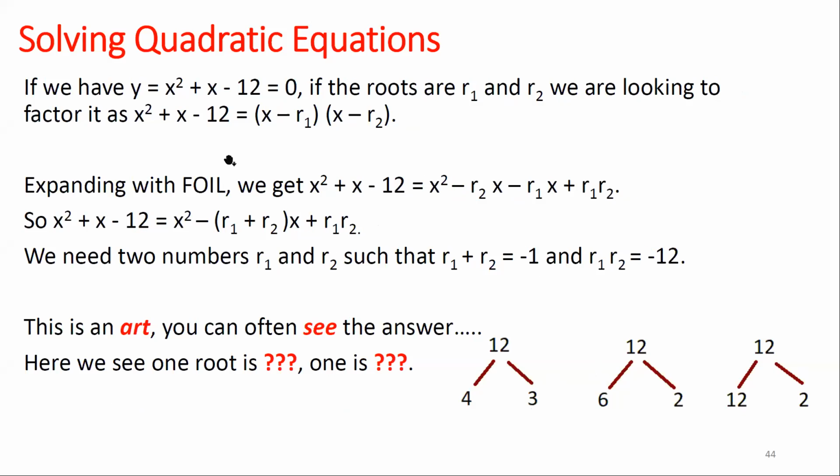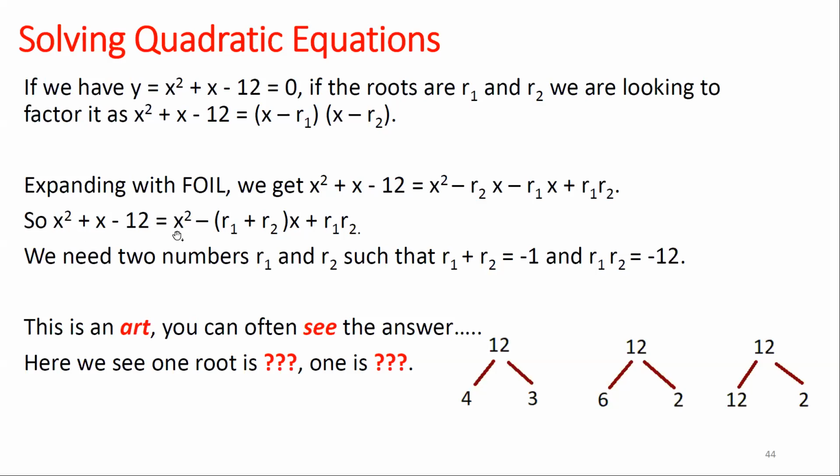So now let's look at x squared plus x minus 12 equals 0. So now we have x squared plus x minus 12 is x squared minus quantity r1 plus r2 times x plus r1 times r2. So what does r1 plus r2 have to equal now?